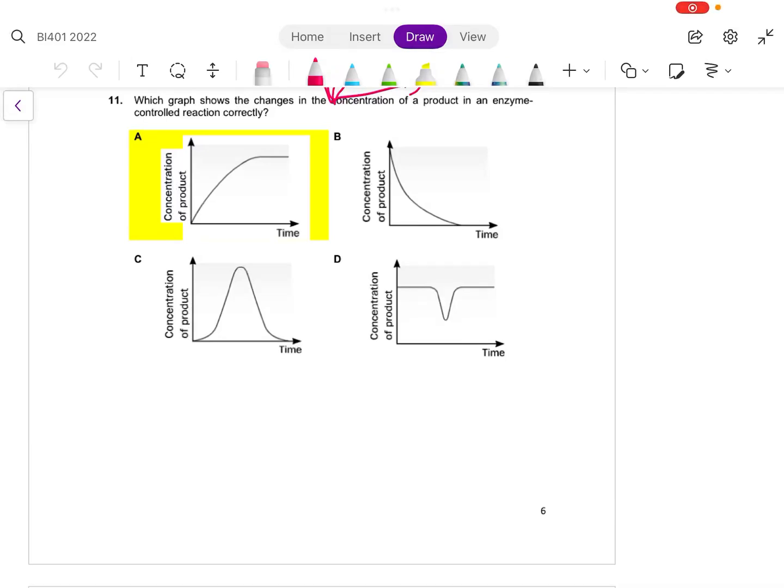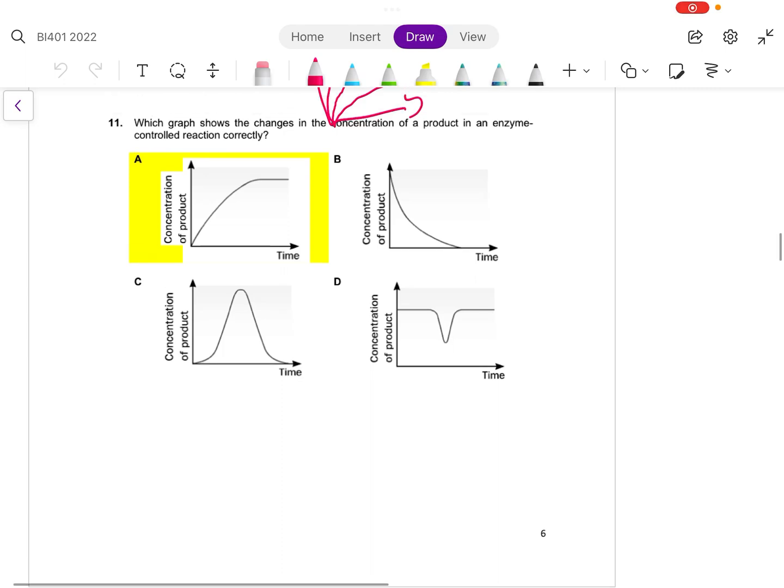Okay, I'll now be going through the 2021 MCQ questions 11 onwards. Let's begin with question 11. Which graph shows the changes in the concentration of a product in the enzyme controlled reaction correctly?